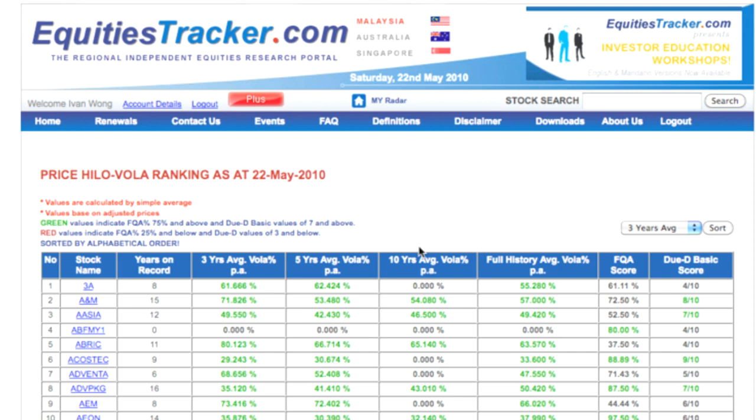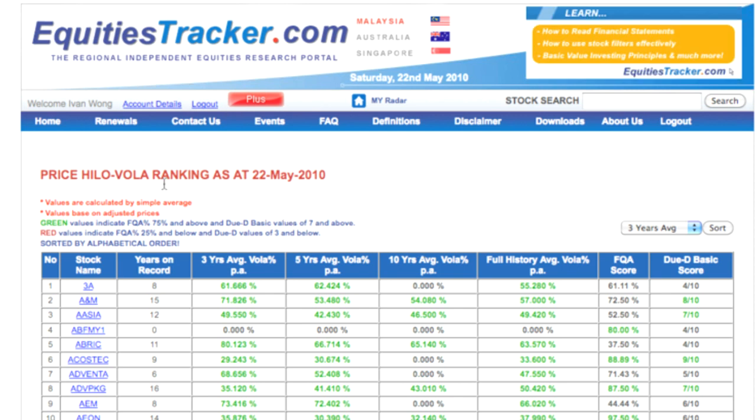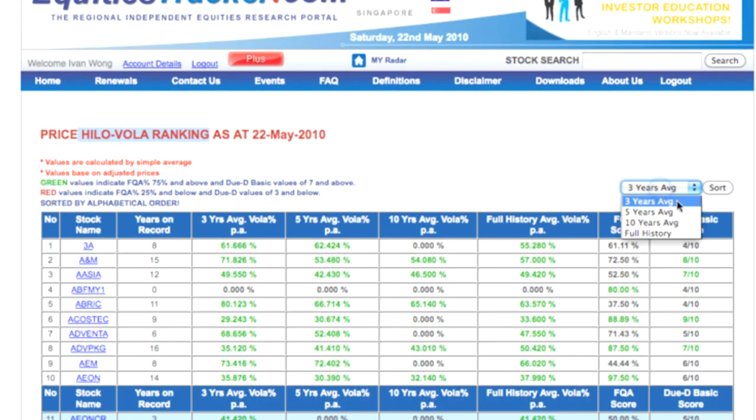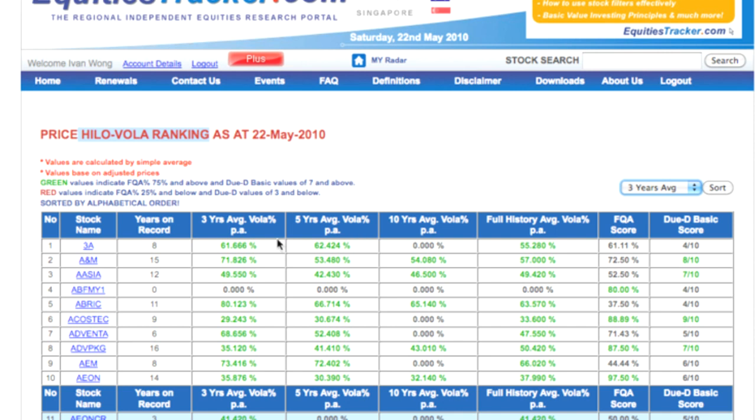The high-low ranking filter allows one to filter stocks based on its average annual volatility over 3 or 5 or 10 years or over its full history. This gives one an idea how much risk or paper loss one would have to take if one enters wrongly at the year high.